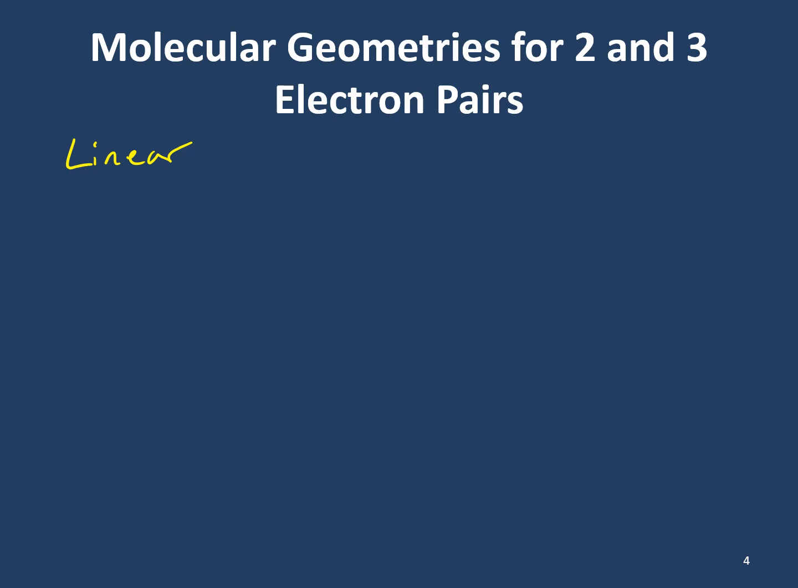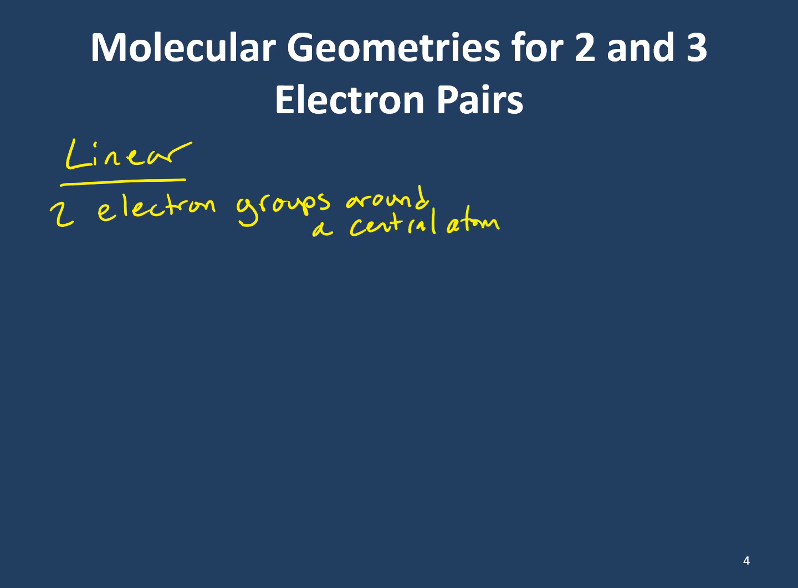So again, let's continue talking about linear molecules. So linear molecules occur when there are 2 electron groups around a central atom. Now, again, this is going to be our linear electron group geometry. Now, we have to have at least 2 electron groups. Now, what do I mean by electron groups?